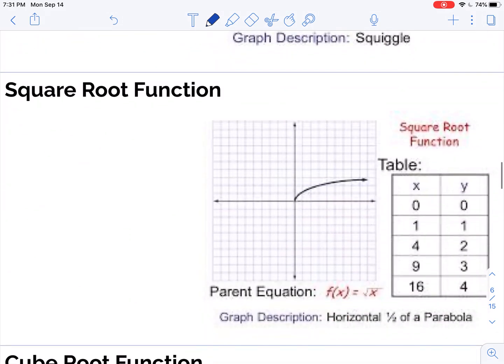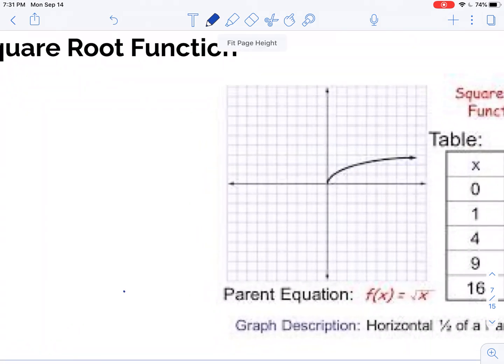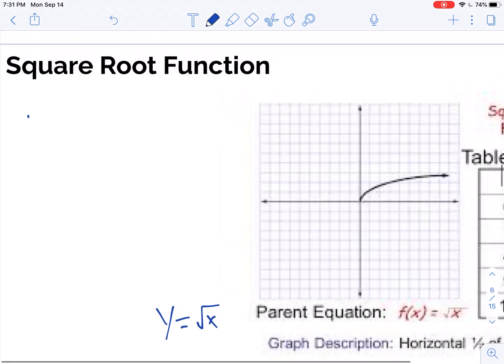All right, square root function. Square root function is represented as f of x is equal to the square root of x, or y is equal to the square root of x. This one, again, we've already kind of gone over our domain rules. Since anything that you take the square root of has to be positive, that means that your domain is only positive values of x.